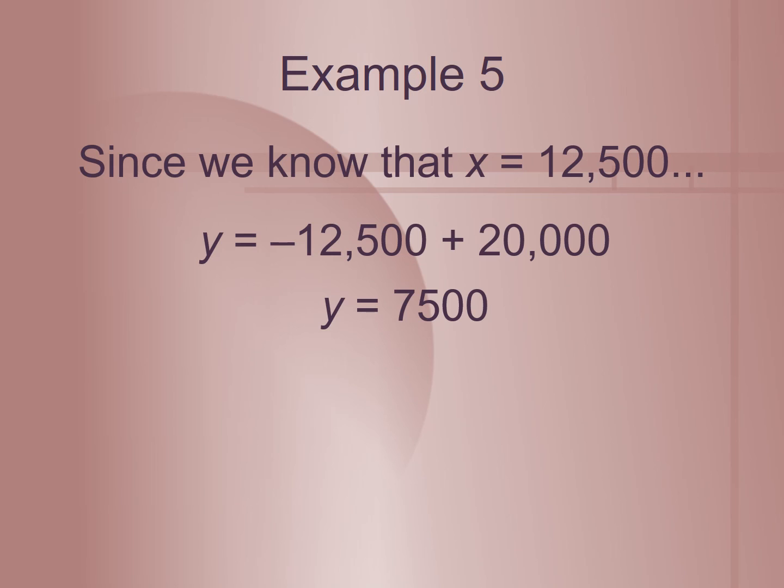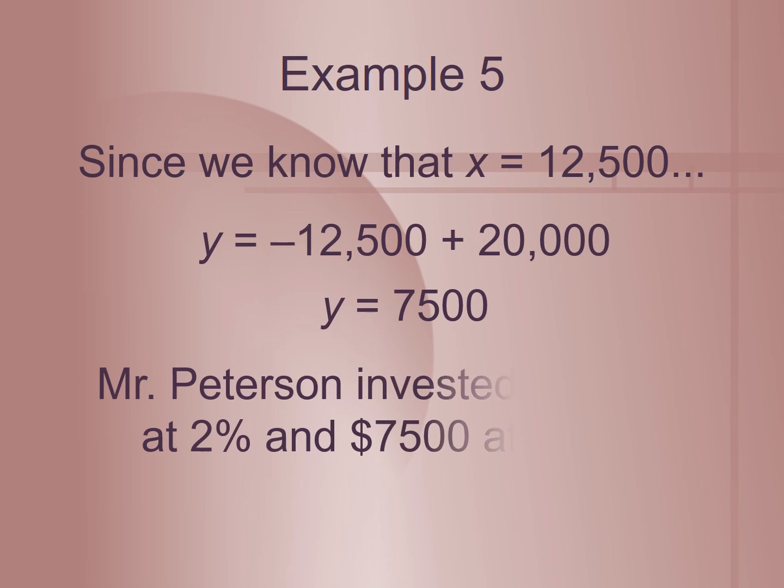So now we answer the story. Mr. Peterson invested 12,500 at the 2% and 7,500 at the 4.5%. All right, it looks like you are ready to try some problems on your own.